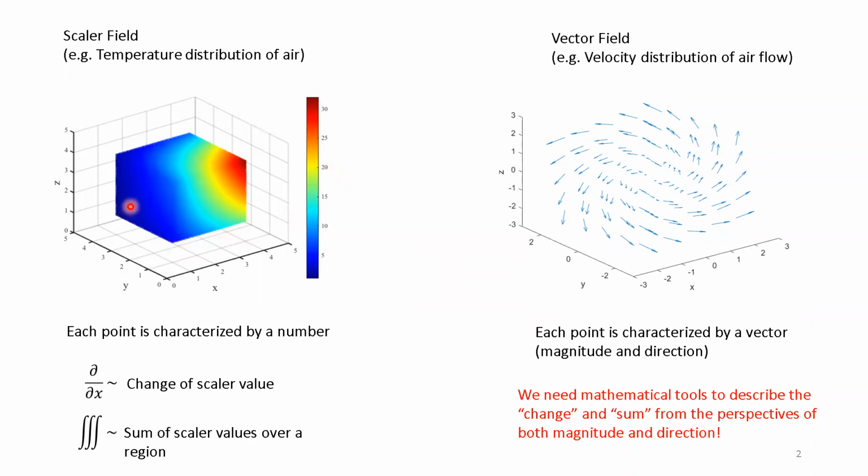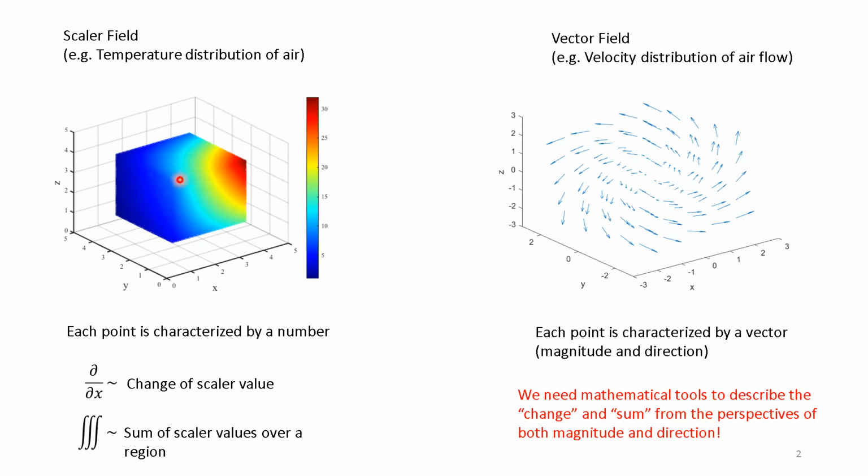So remember, in the last 2 chapters, we have this example of the temperature distribution of air in a room, right? This is an example of a scalar function, or I call it a scalar field. For each position in space, you give me a number, the scalar, that describes the temperature at that point.